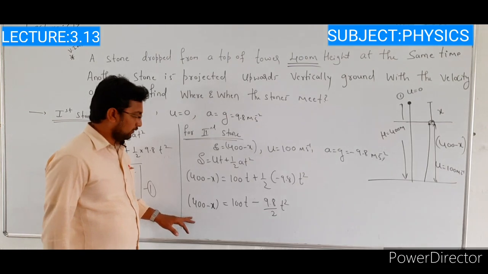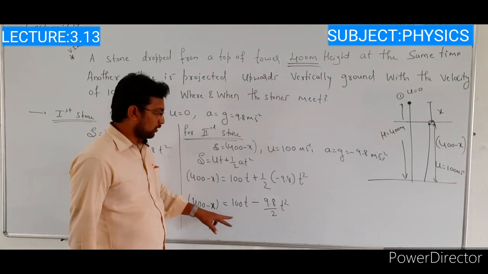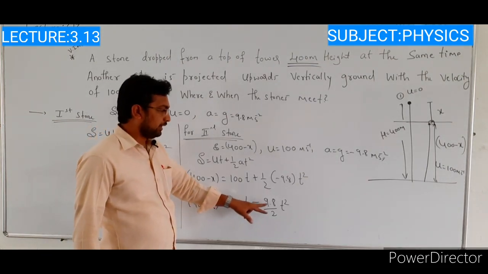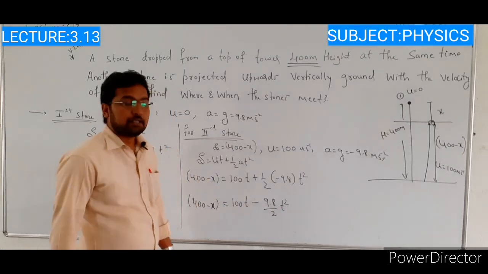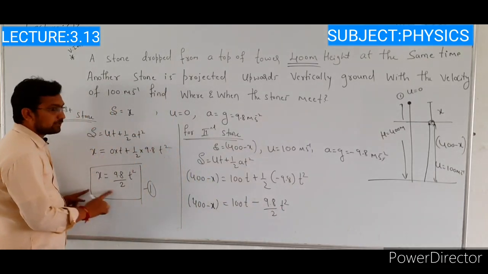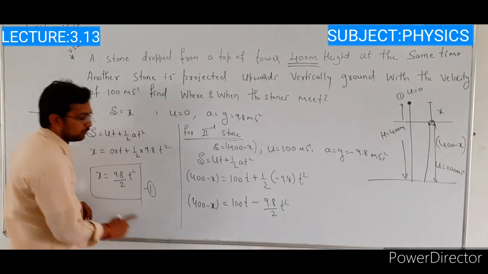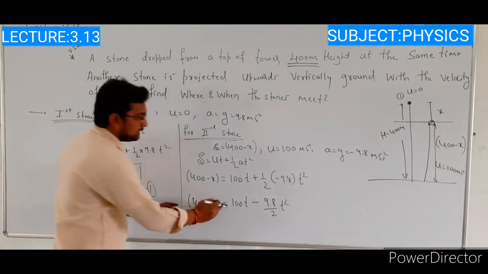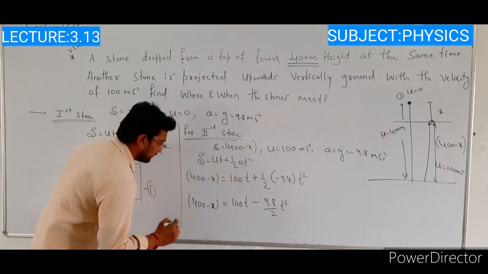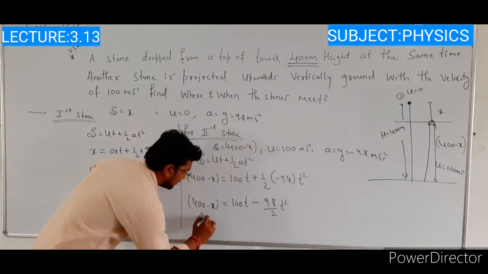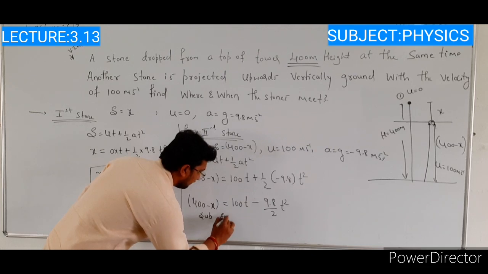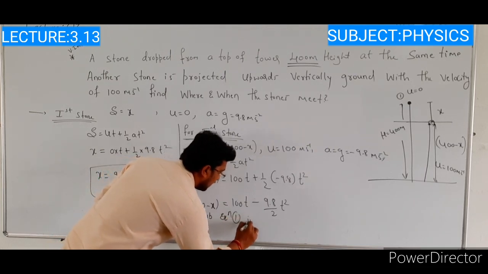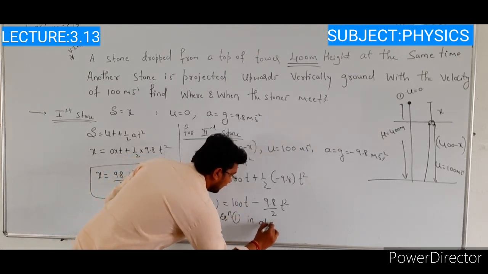Okay, then 400 minus x is equal to 100t minus 9.8 by 2 into t square. See here, we already know the x value. Substitute equation number 1 in this equation, substitute the x value in this equation.